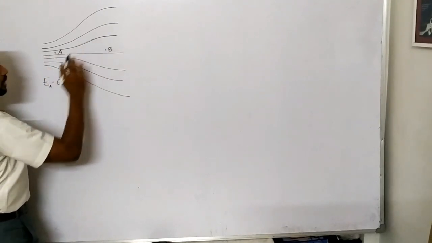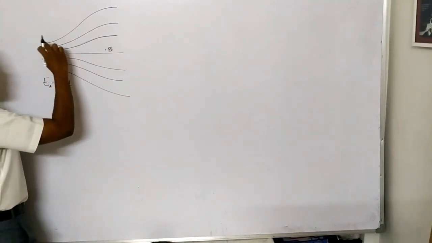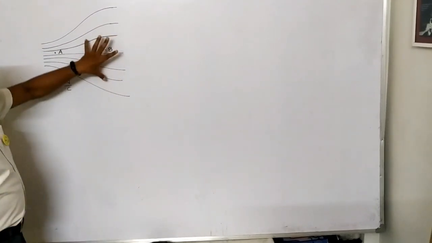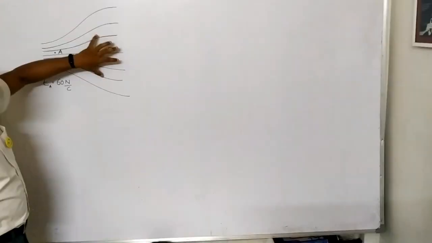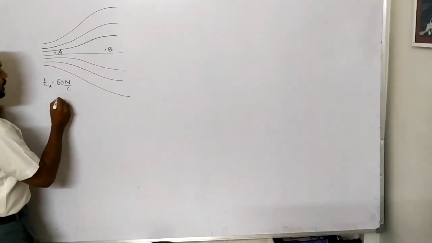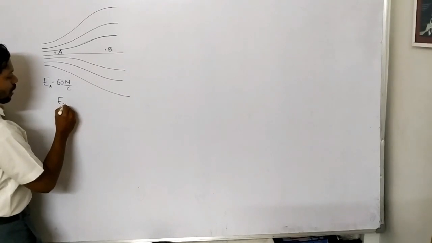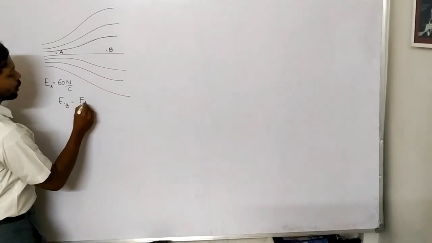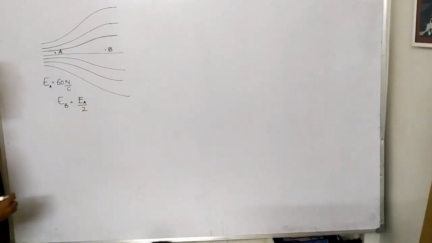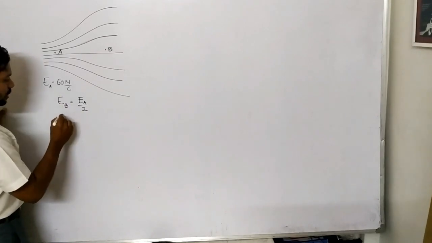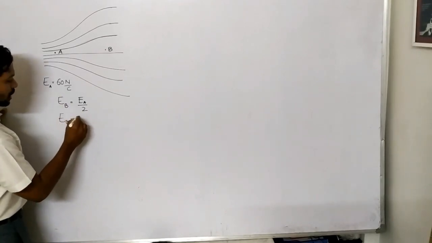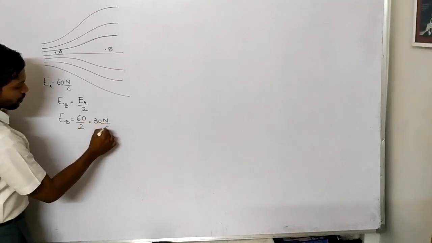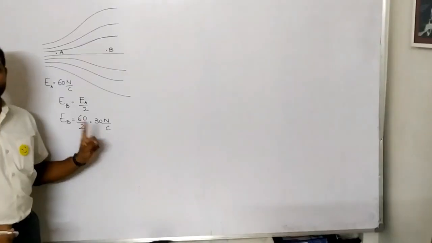From the given condition, clearly you can identify that here the electric field is more and here it is less, because the congregation of lines is more here and it is very less there. So I would say that EB is EA by 2. EA is given, so EB is equal to 60 by 2. So the answer is 30 Newton per Coulomb. So we have found out the first answer.